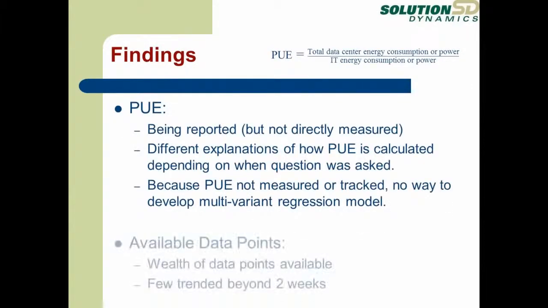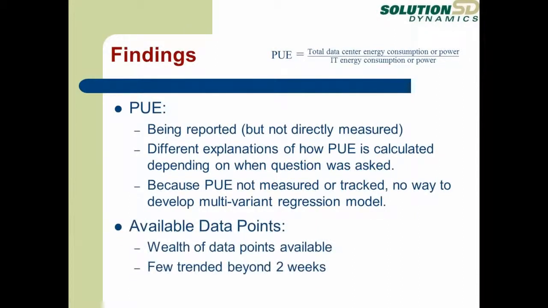However, the interesting thing about that is they weren't actually measuring what the PUE was, and the question was asked, well, how are you actually figuring this PUE? And we would get a different answer depending on what day we asked the question. So there was clearly a problem there. And because it was not measured or tracked, there was no way to do a multivariate regression model.